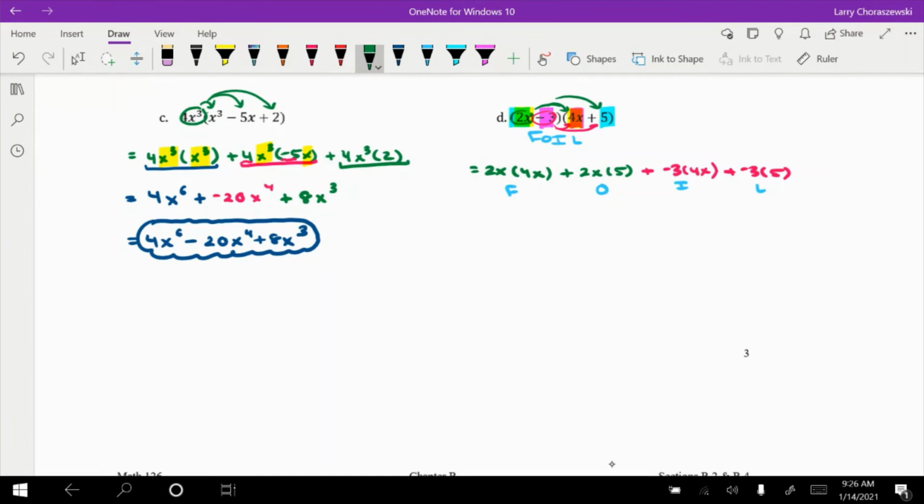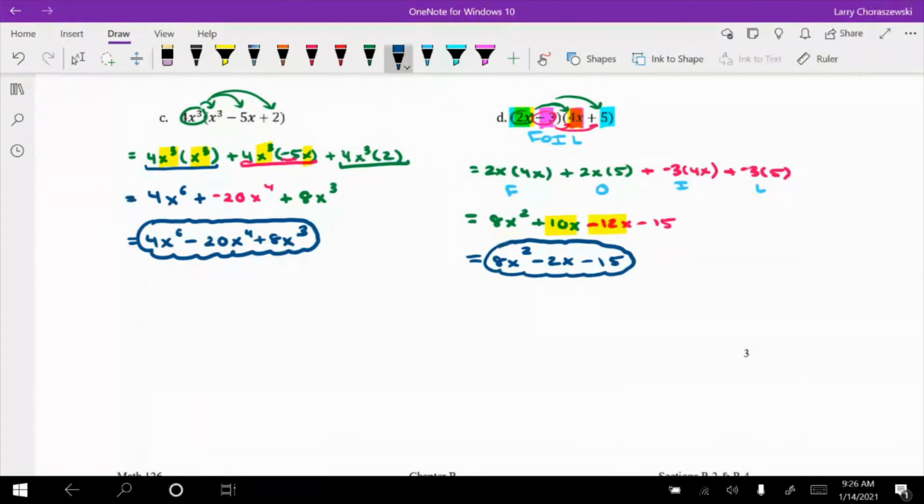Okay. So I'll go ahead and jot down my details so you can check yours against mine. A couple of like terms that you can combine after that. 8x squared minus 2x minus 15. How did we do? Survey says, good answer, right? Like on the Family Feud.